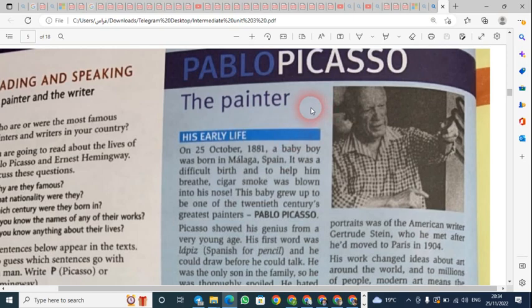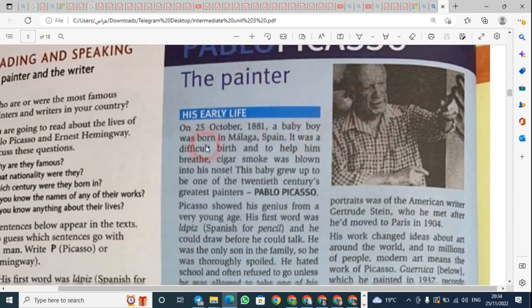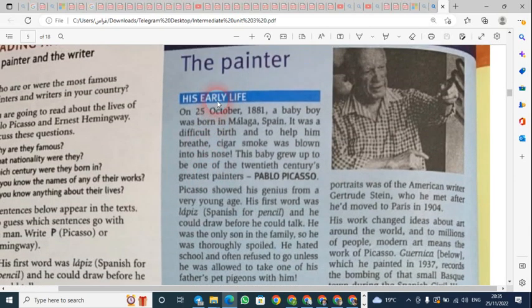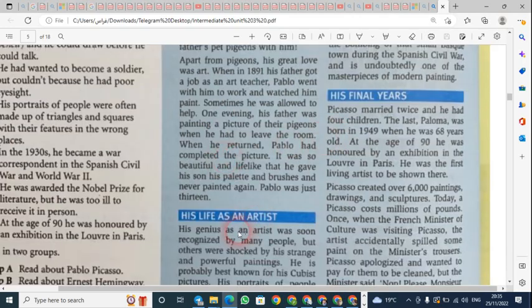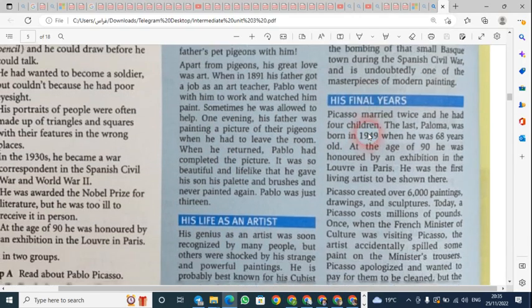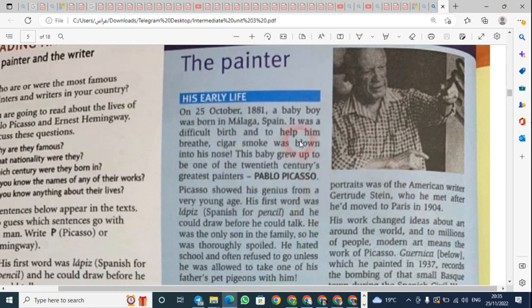We have Pablo Picasso, the painter. Pablo Picasso is a famous Spanish painter. We will talk about his early life, his life as an artist, and his final years, and the same for Ernest Hemingway, the American writer.